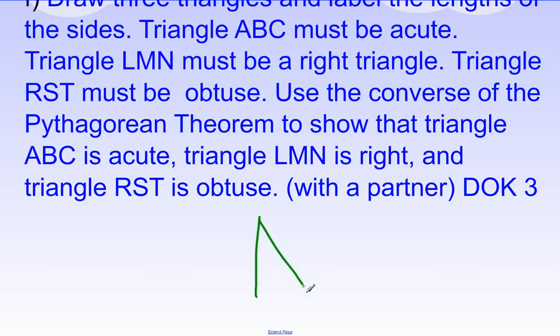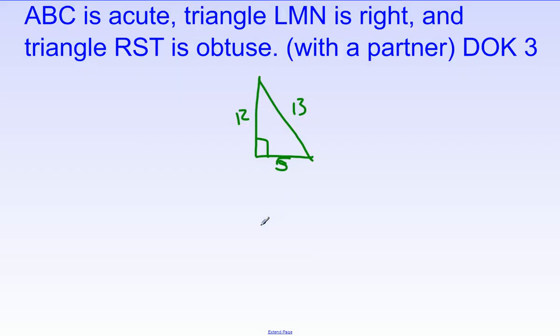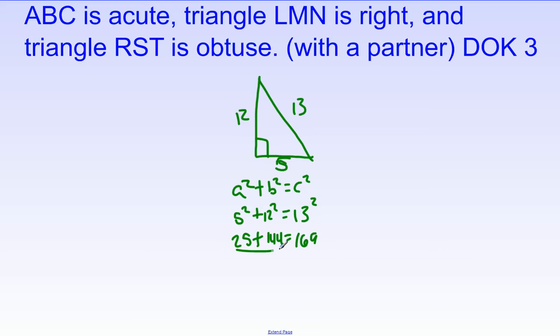right triangle. I'm going to pick one of the Pythagorean triples that I know. I like the 5, 12, 13. I know that's a right triangle because that's one of the Pythagorean triples that we've talked about. And so I can go ahead and do the converse here. A squared plus b squared equals c squared. And check it. That's the hypotenuse. The 5 and the 12 go in these other spots, giving me 25 plus 144 equals 169. This does equal 169. So yes, this is a right triangle.